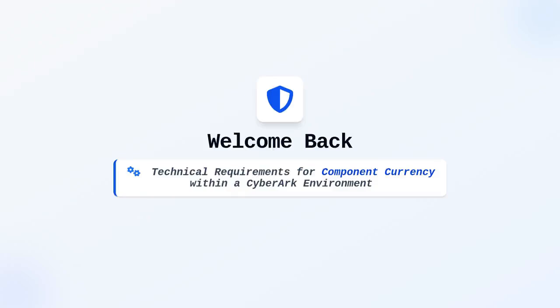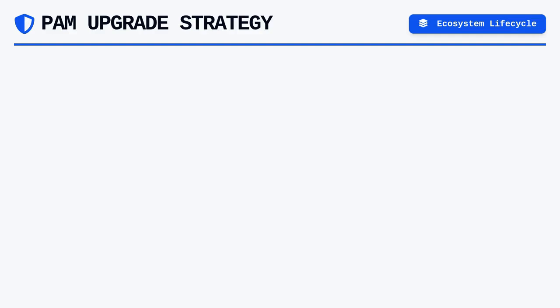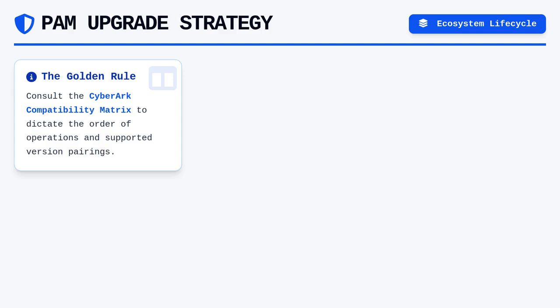Welcome back, and let's examine the technical requirements for maintaining component currency within a CyberArk environment. Upgrading your privileged access management environment is rarely a simple task of running an installer, as it requires a disciplined approach to ensure that the entire ecosystem remains operational. You must begin by consulting the official compatibility matrix provided by CyberArk, as this document dictates the specific order of operations and identifies which version pairings are technically supported.